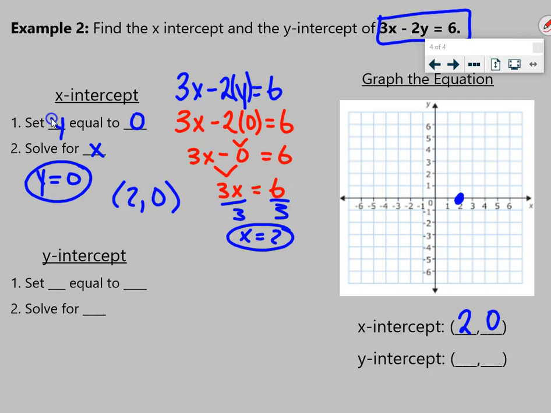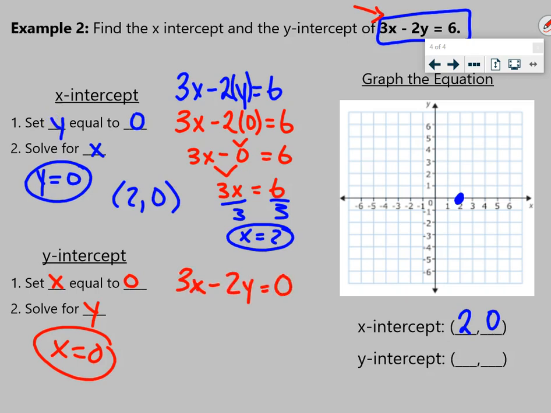Do the same thing, but now we're solving for the y-intercept. So now we're going to set x equal to 0 and solve for y. So now we know x is equal to 0. Use that same equation, 3x minus 2y equals 6. Plug 0 in for x. We have 3 times 0 minus 2y equals 6. 3 times 0 is 0, minus 2y equals 6.